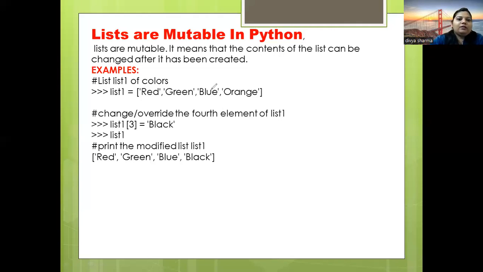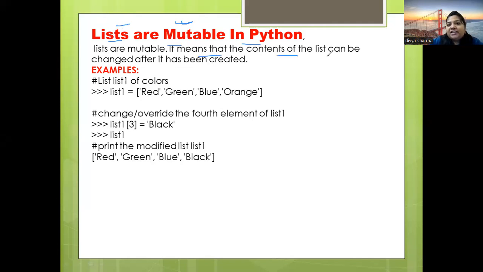Now come to the next topic. Lists are mutable in Python. Python mutable means that lists are changeable, amendable. Any change can be made to the list.